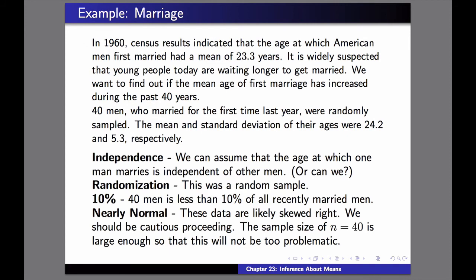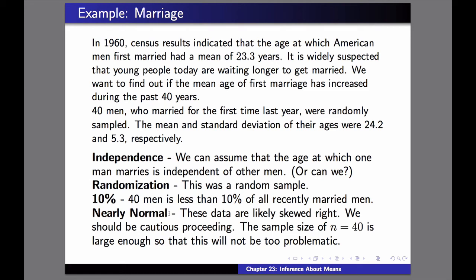Okay, so first though, we should check some conditions, and here's what the conditions look like for inference about means. So we can assume that the age at which one man marries is independent of other men. Or can we? I don't know. I feel like people base these decisions on society's general attitudes about these things. So I'm just going to say that right here, and I'm going to proceed anyways. The problem told us this was a random sample. 40 men is certainly less than 10% of all recently married men.